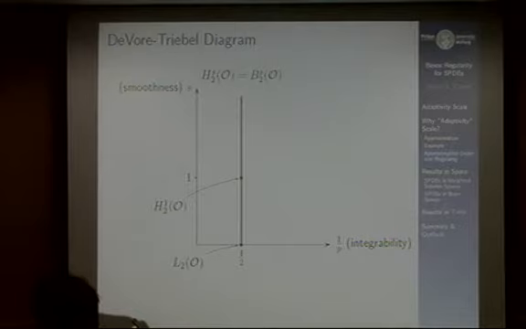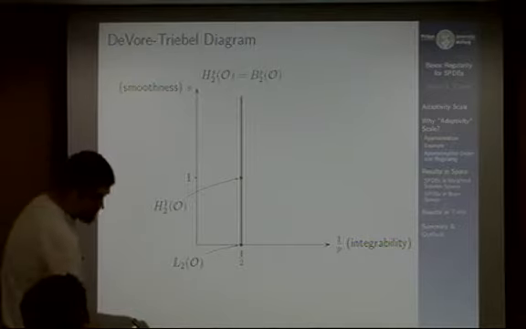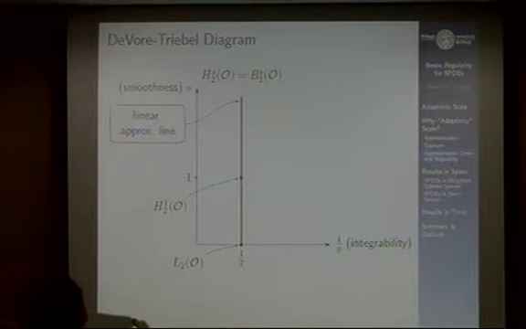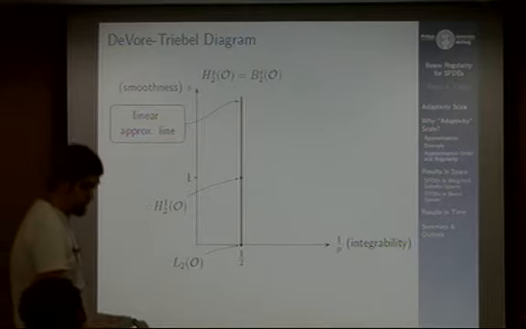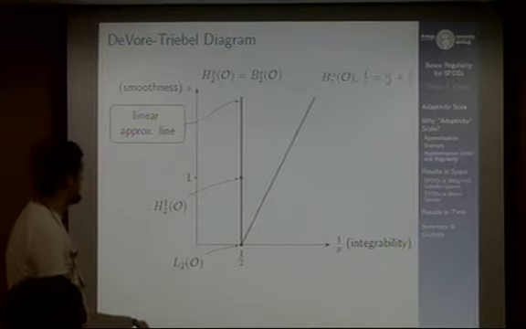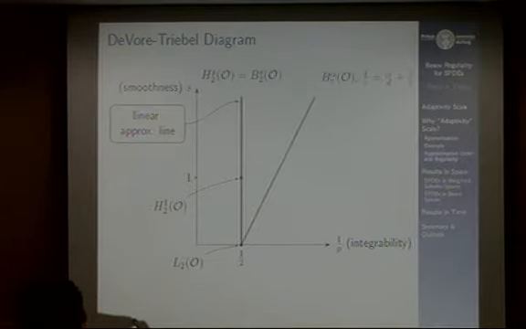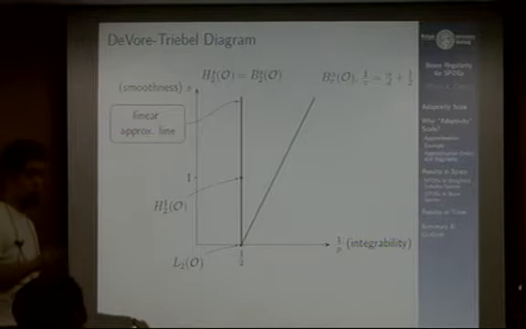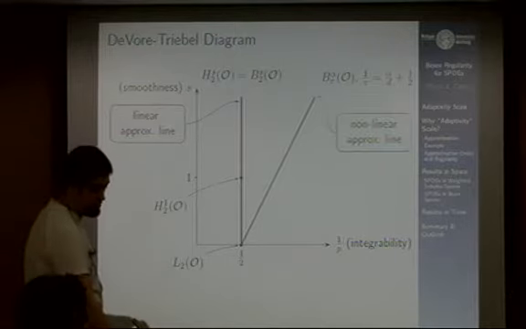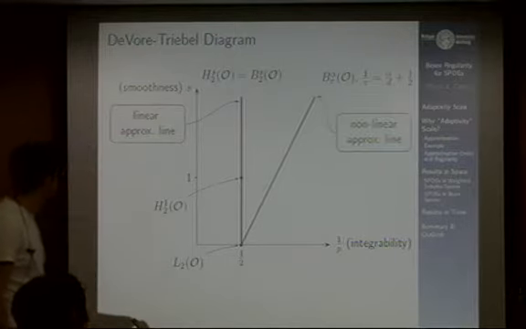Because of this connection between linear approximation and the regularity in the Sobolev space, it is often called the linear approximation line. On the other hand, the adaptivity scale can be illustrated by this line with slope d, and because of the connection to nonlinear approximation, it is called the nonlinear approximation line.